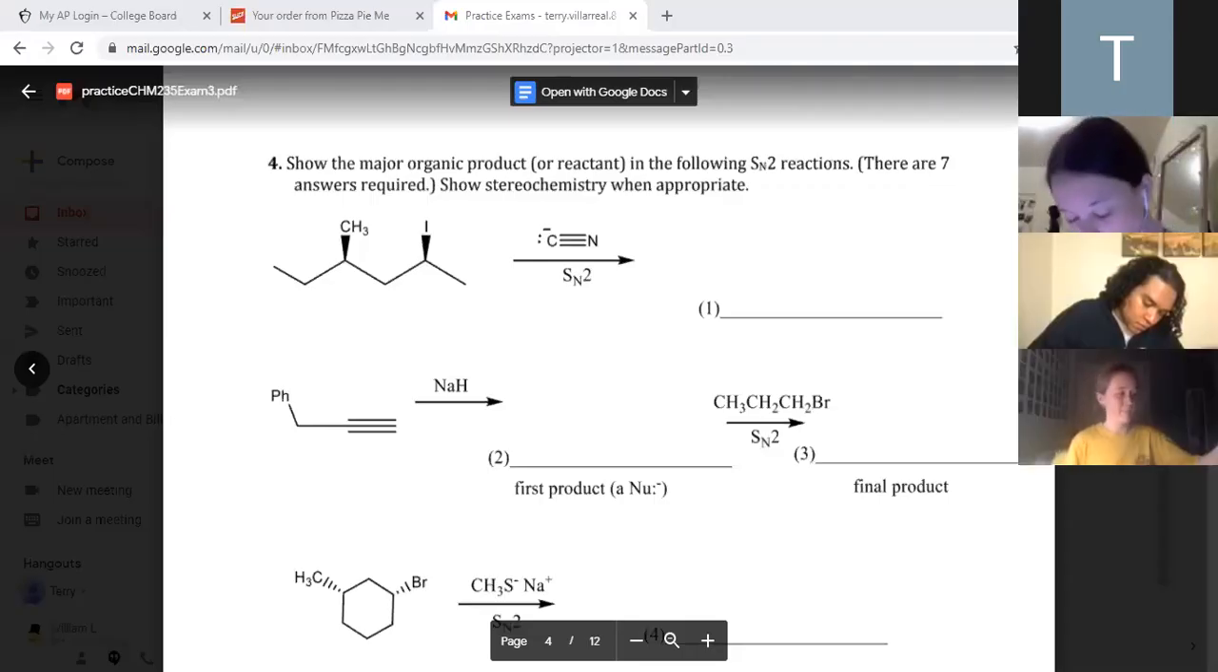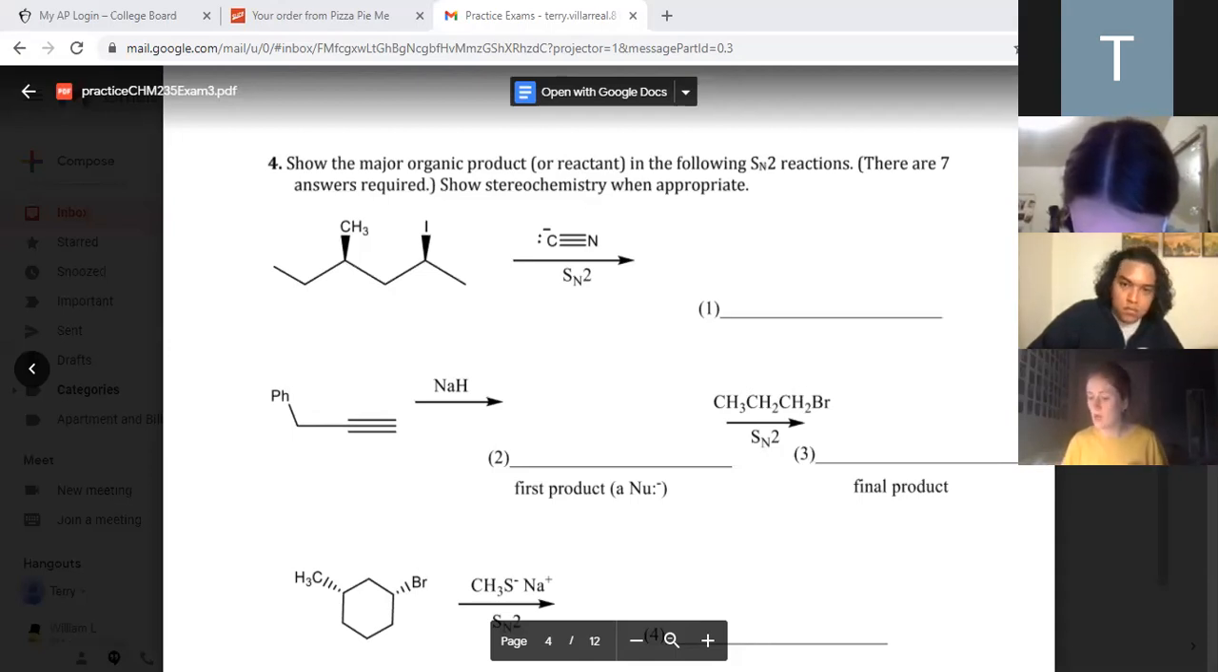So let's go ahead and work on number 2. You have the first product, and then you have a second product. Hopefully you guys have done this reaction before.